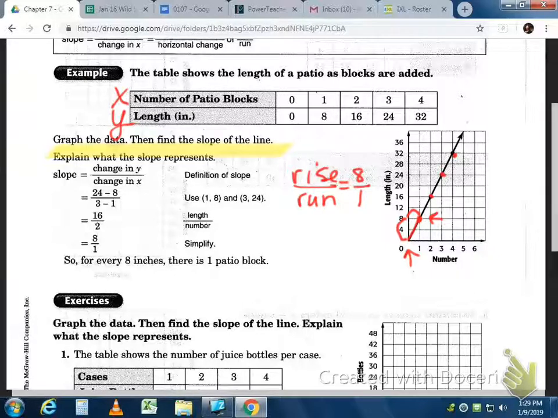8 over 1 reduces to what? 8. Yes? So it's like doing an actual graph, like you're coordinating, but it's the opposite way. Usually you go over and up. Yes, it's not the x first, it's the rise over the run, and the y-axis is your vertical. So it's 8 up and 1 over, so it ends up being 8. And they're saying 8 inches per block.